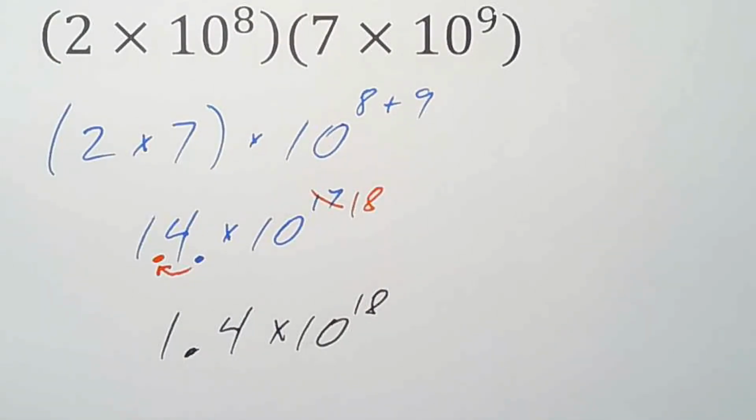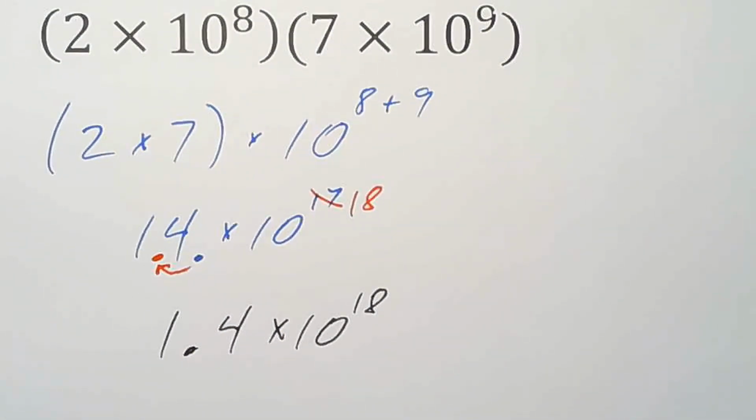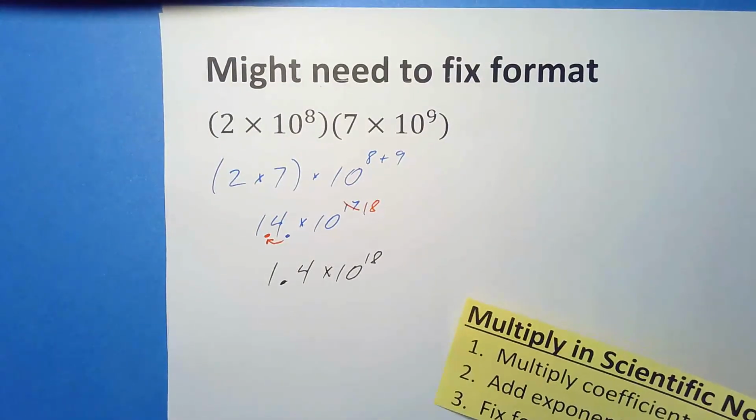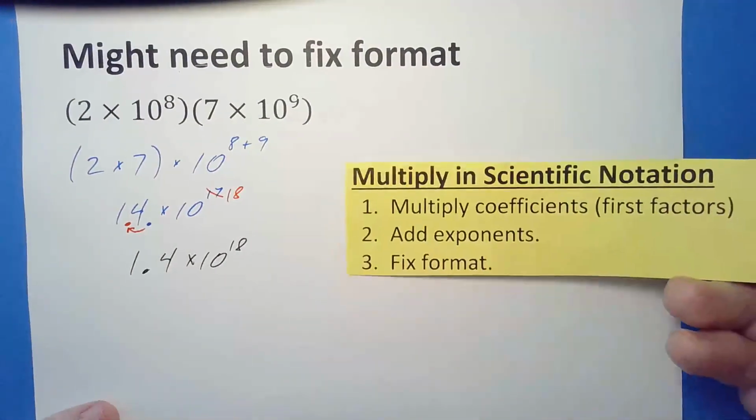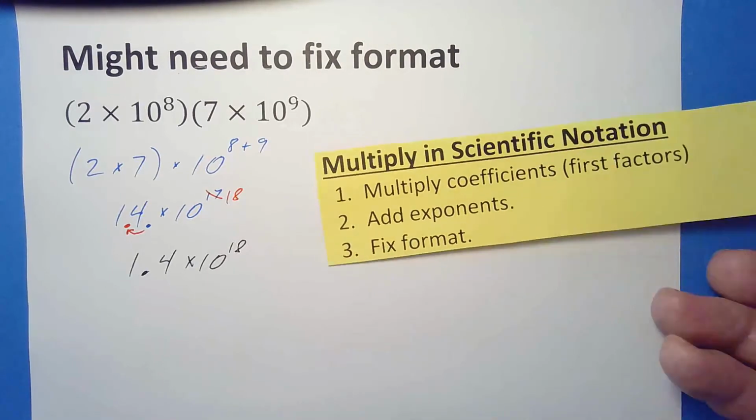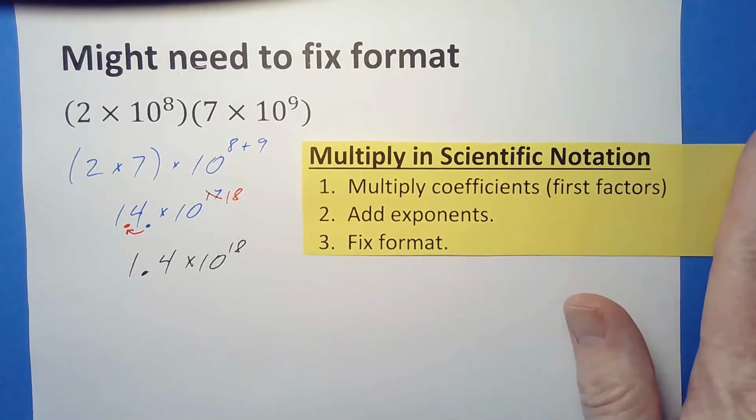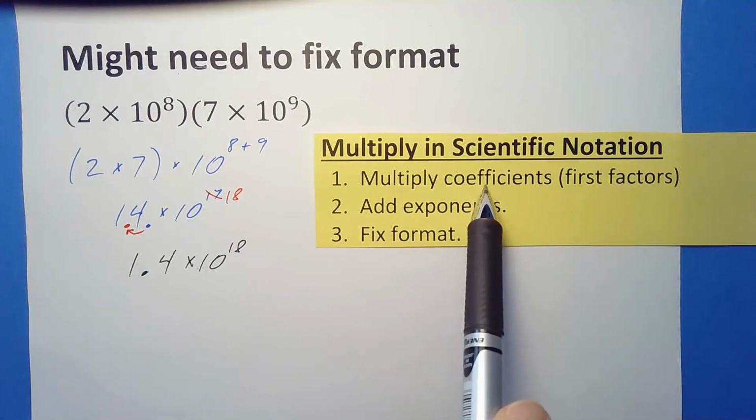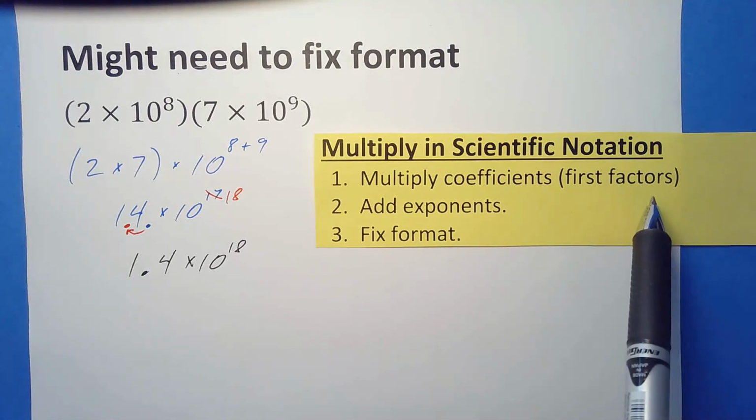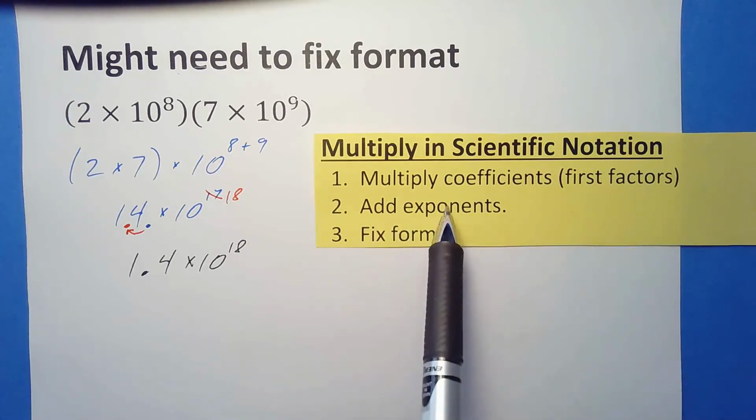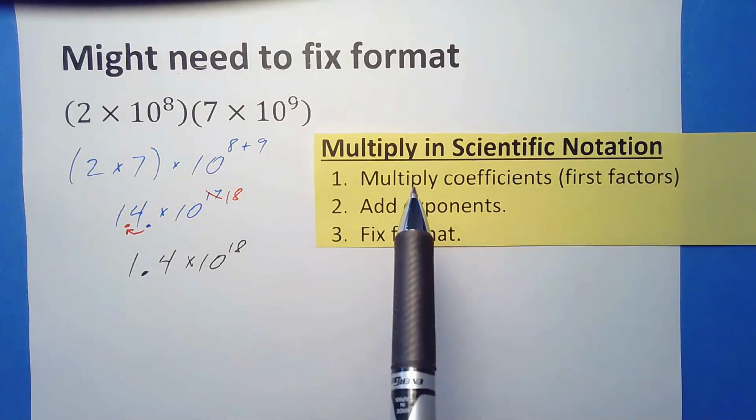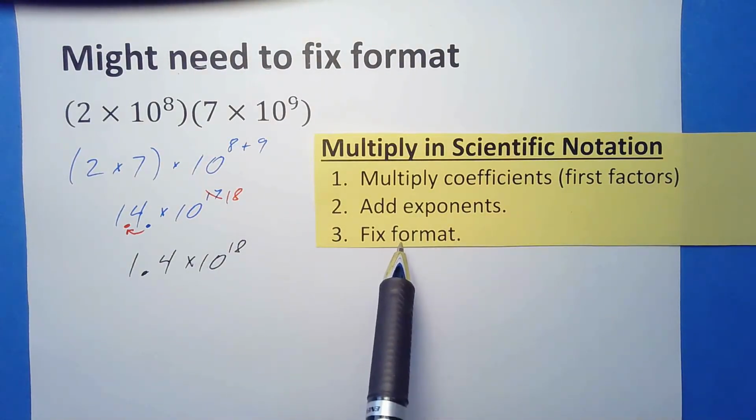All right, so let's now review what just happened here. I've got my little handy-dandy set of rules. This is basically what we're going to be doing today. When we multiply in scientific notation, there are basically 3 things we need to think about. We're going to multiply the coefficients, that's the first factor, if you want to think about it that way. You're going to add the exponents. I don't care if they're different, 8 and 9, they're different, no big deal. And then at the end, you might need to fix the format.